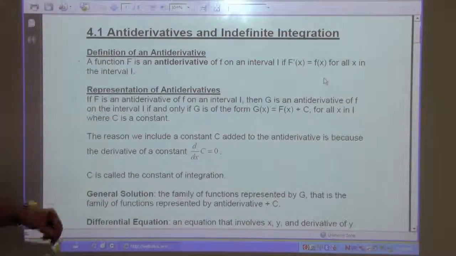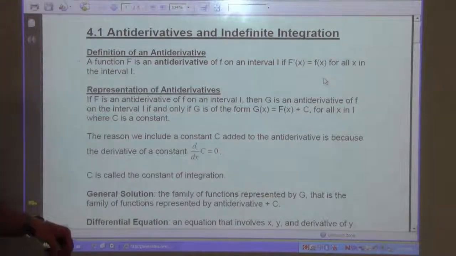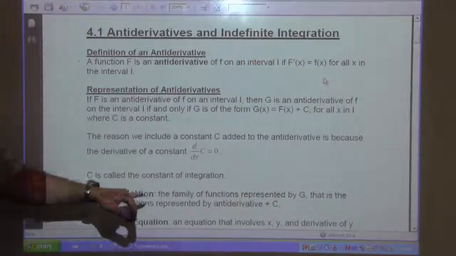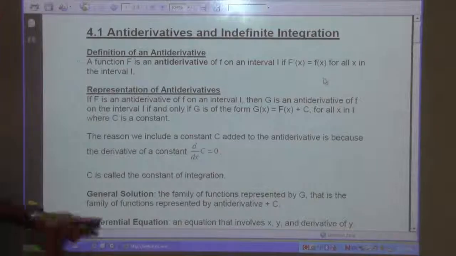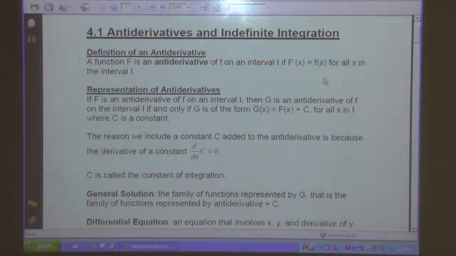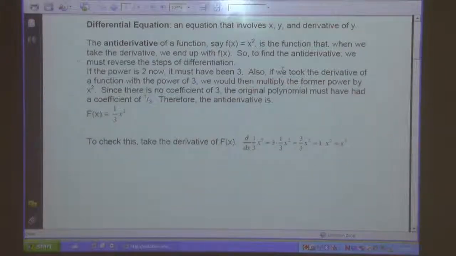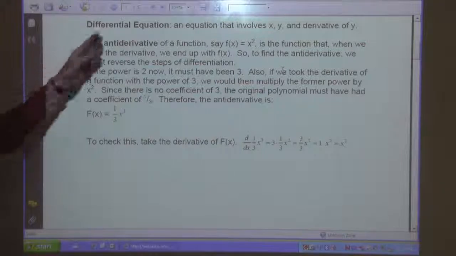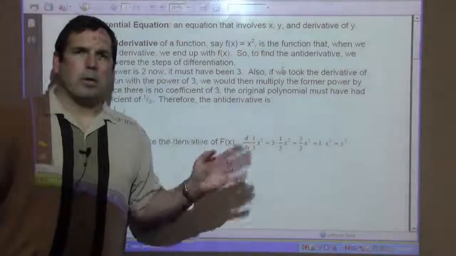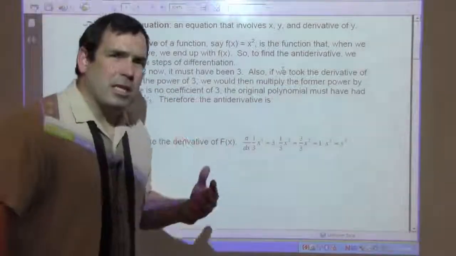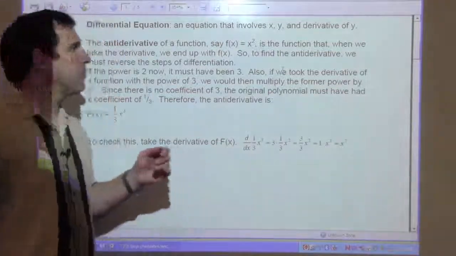General solution: the family of functions represented by G, that is, the family of functions represented by the antiderivative plus c, will be the general solution. A differential equation is an equation that involves x, y, and the derivative of y. And there's a whole class on differential equations that follows Calculus 3. I encourage you all to take it. Even if you don't need it, it's just good to have that knowledge.